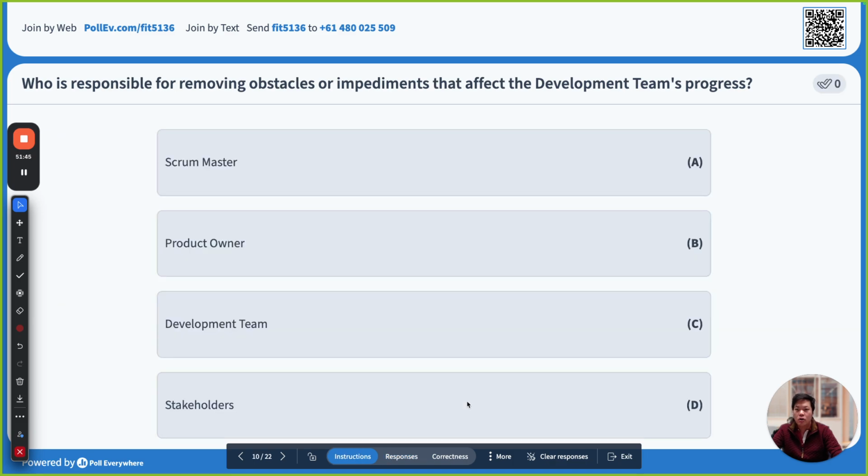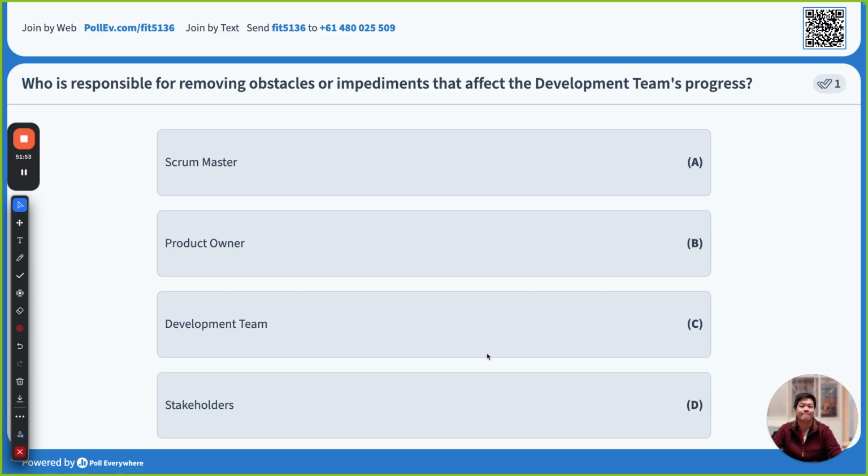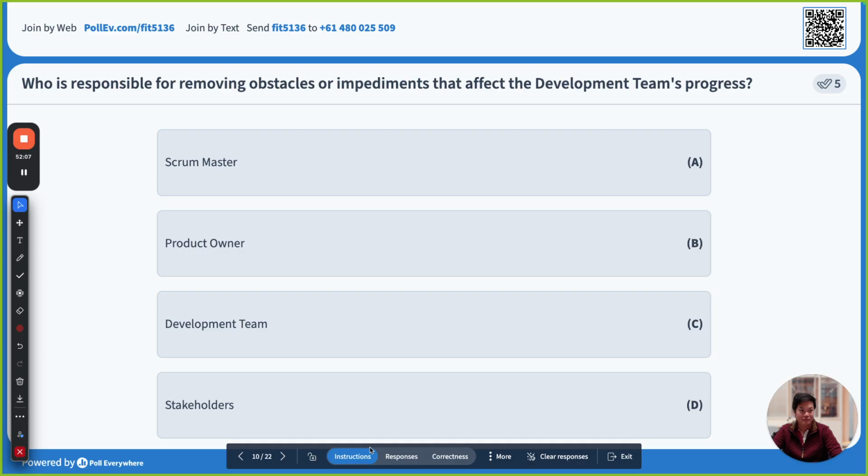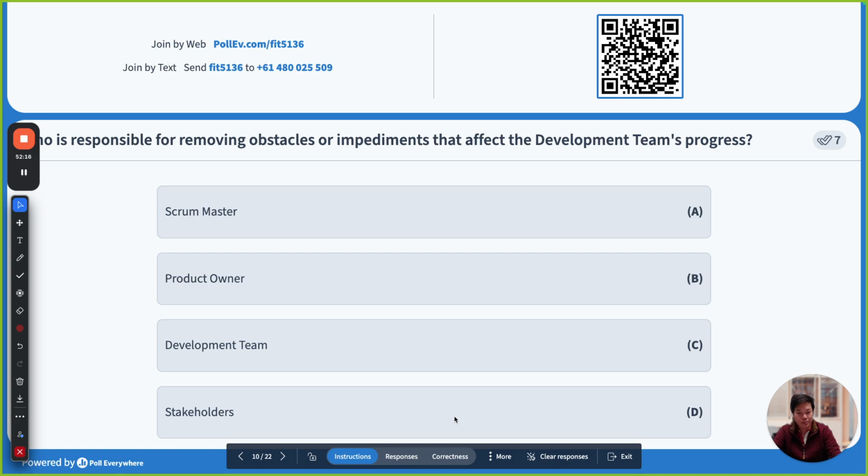All right, next, who is responsible for removing obstacles or impediments that affect the development team's progress? Yep. What is that role? Who is responsible, yeah? Thank you, everyone, okay? You make it quick, yeah? Yep. 7 responses. Yeah. 8, 9, yeah. Okay.